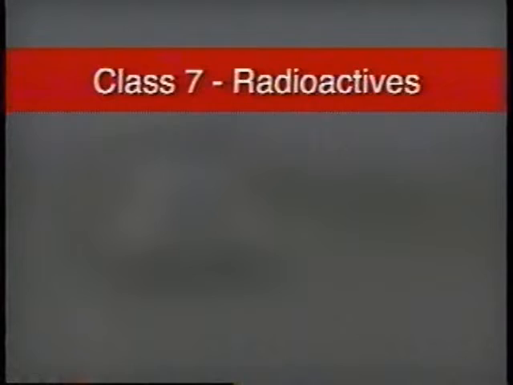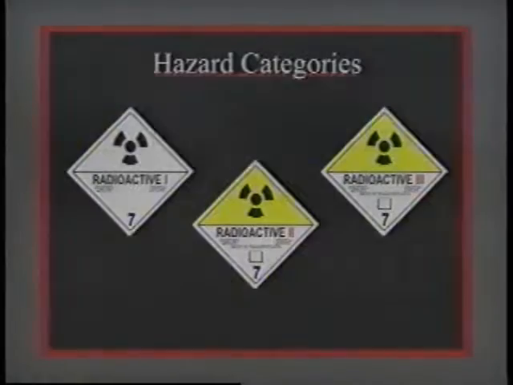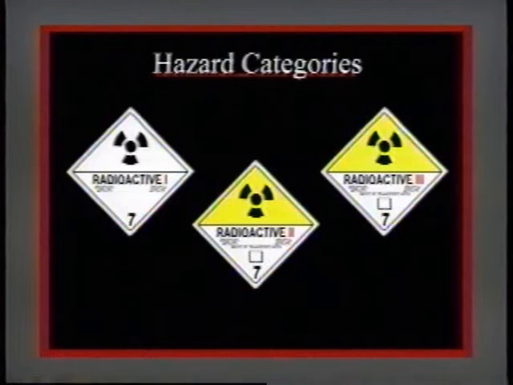Class 7. Radioactives. Radioactive materials give off a form of energy that can break down atoms and molecules. Exposure to radiation can cause damage to tissue and bones. It can cause cancer and genetic mutation. The trefoil symbol indicates the presence of radioactive material. Radioactives are separated into hazard categories according to the level of radioactivity.